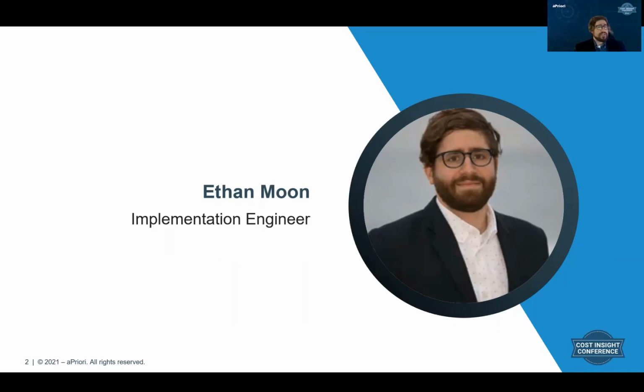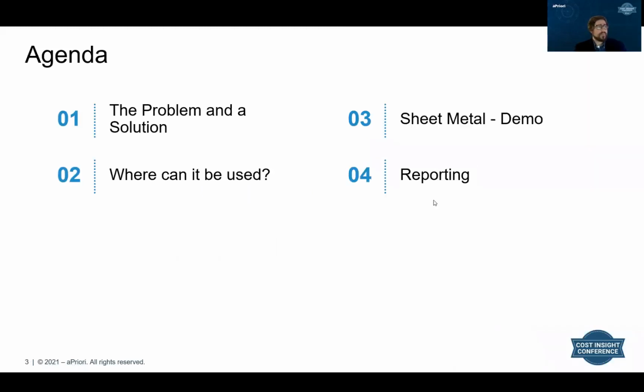This product demonstration is going to consist of 5 to 10 minutes of discussion on the Sheet Metal BTC toolkit. The agenda for this discussion is a little short. It's only going to be about 15 minutes here. So we're going to talk about the problems some of you might be facing, how this can be a potential solution to those, where that solution can be used. Then we'll do a quick sheet metal demonstration actually working in the software. And then I'll switch over to a little bit of the reporting options that you have in regards to design to cost features.